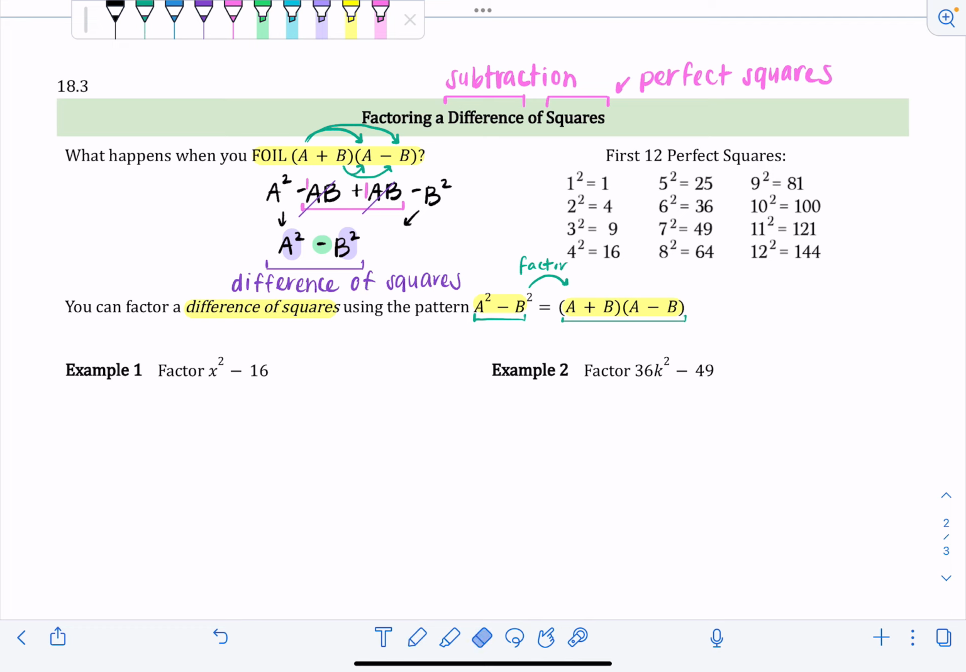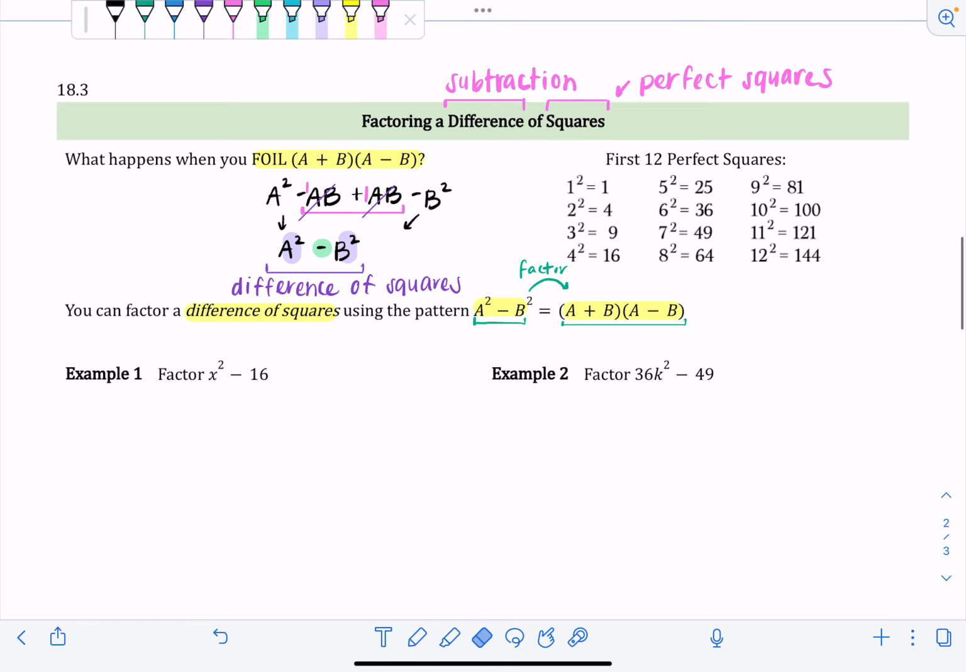So if we go back to what we just did where it says FOIL a plus b times a minus b. So let me erase some of this highlighting just so I can re-highlight it. But anyways, we FOILed this and we got here. So FOILing goes one way, it's kind of like multiplying. Factoring is kind of in the same realm as dividing, so it goes the reverse. Kind of just like how multiplying and dividing do the opposite of each other, FOILing and factoring in this case will do the opposite of each other as well. We're just multiplying polynomials instead of regular numbers.